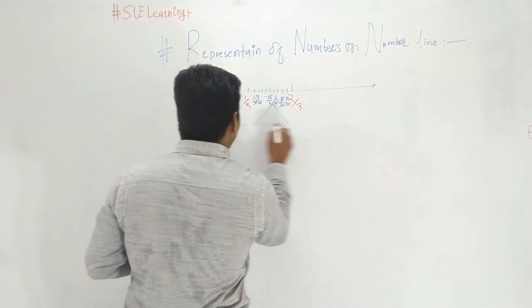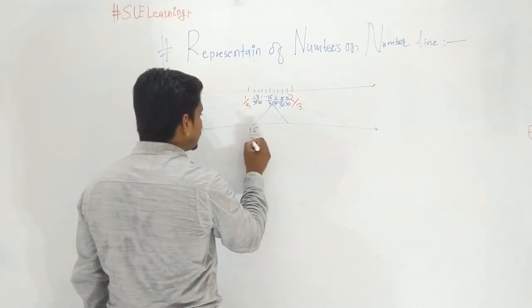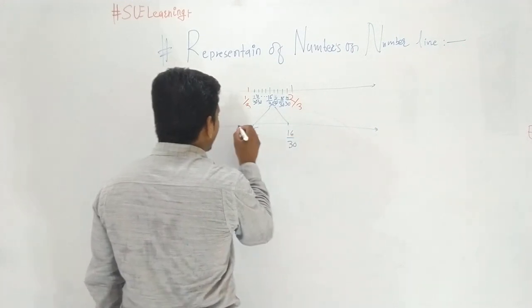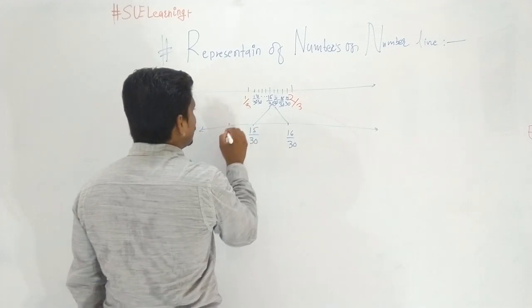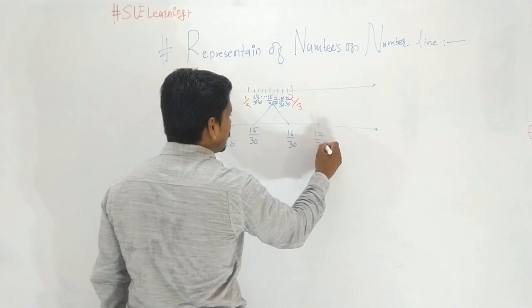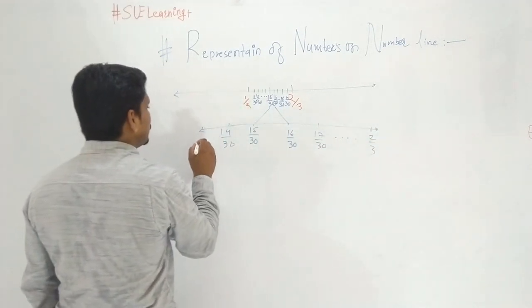Okay, I am just going to zoom in. What will happen? This is your 15 by 30, right? And this is your 16 by 30, right? And there were your 14 by 30. Here was your 17 by 30. Okay, likewise, somewhere here was 2 by 3 and somewhere here was 1 by 3.